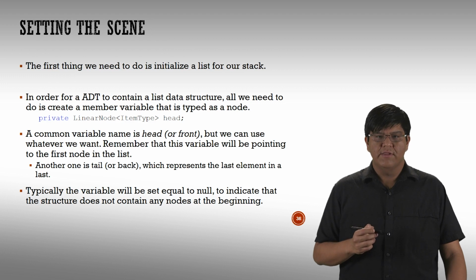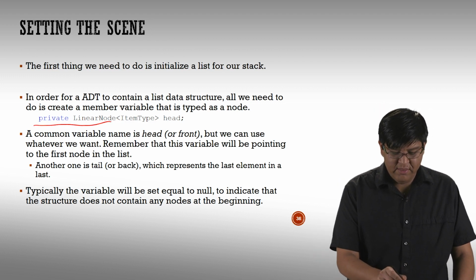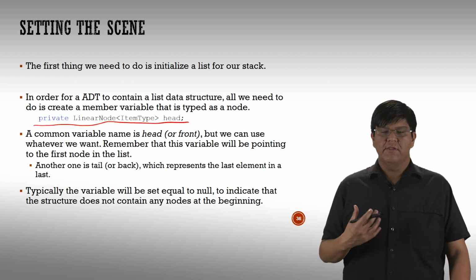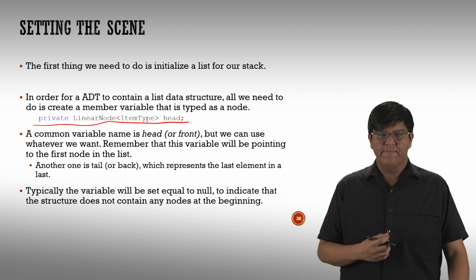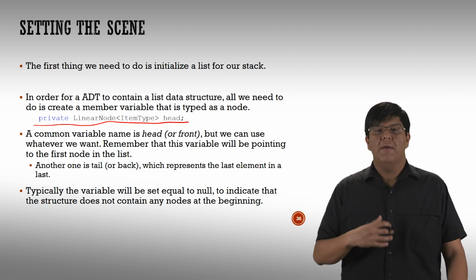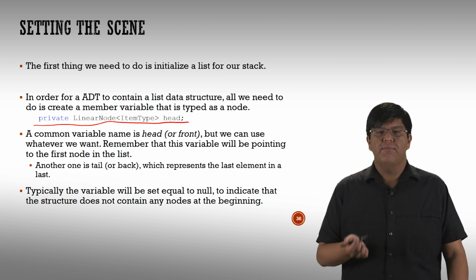The way we store a list is basically have a reference to a node in it, to what we call the head node. So think about creating basically this extra variable here, and I've already outlined it here. Private linear node item type head. So this line of code is a line of code I can add to my stack class to give it a new member variable called head, right? Which is of type linear node. Linear node, of course, being the node we implemented in a previous video.